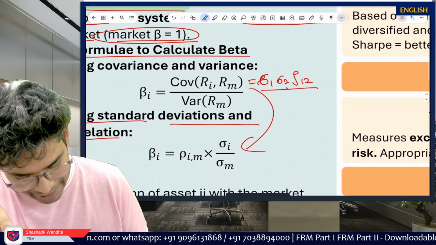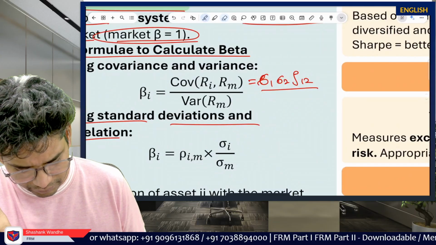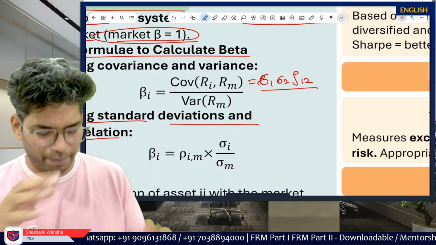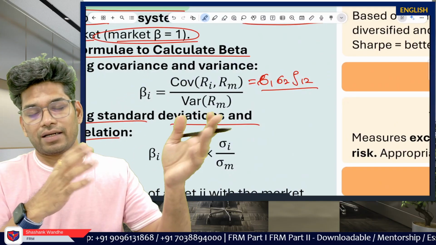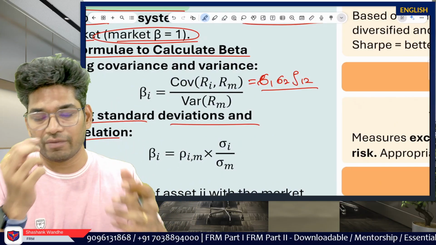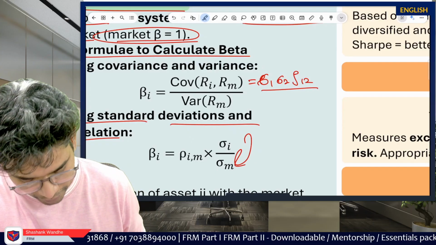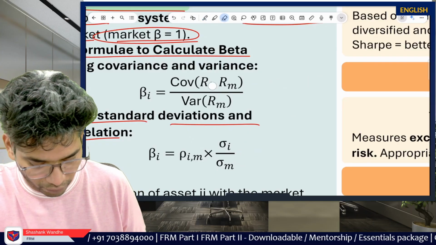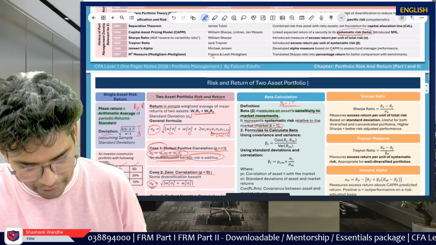And if you replace this particular part, then that sigma sigma will get cancelled and correlation of 1 2 and the sigma 1 will be left, and that's how you get this particular formula. Okay, you can do it for yourself, or otherwise simply remember the formula.